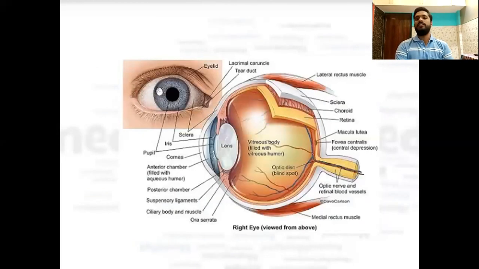You can see in this image, this whitish outer coat is the sclera and cornea. Then this reddish layer is the choroid. Then it continues, and here we can see pars plicata, the iris, and the innermost layer, this yellowish layer, is the nervous layer called the retina.